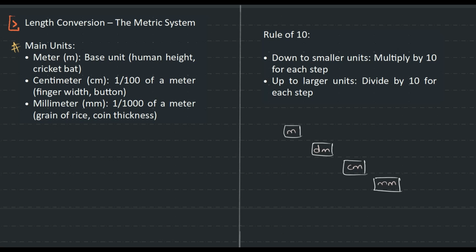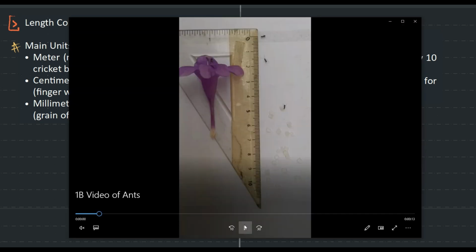Let's have a look at converting lengths from, say, meter, centimeter or millimeter to any one of these. So what we need to know is a meter. That's the basic unit that we use. We measure human height, say a cricket bat or something of our size, in meters. Centimeters are used to measure things like finger width or a button. Millimeter, maybe a coin thickness, a grain of rice, and the length of an ant. So all of those are your millimeter measurements.